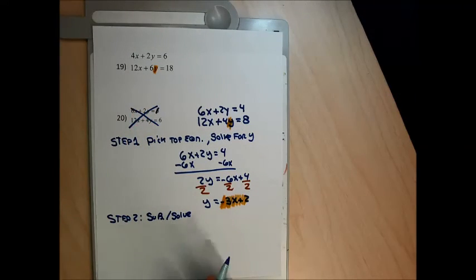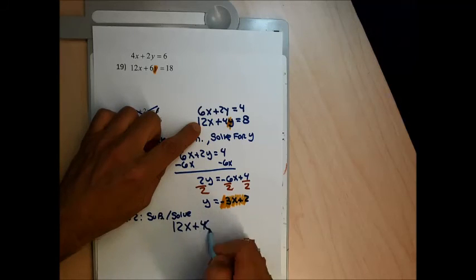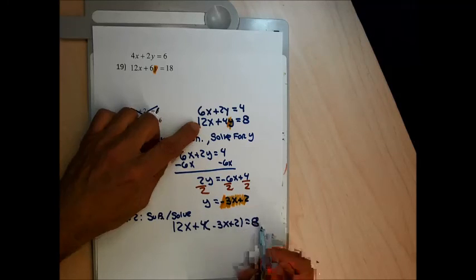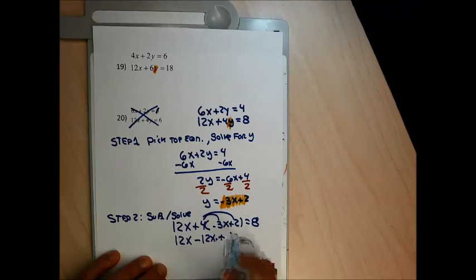So I'm going to go 12x plus 4 times negative 3x plus 2 equals 8. This is going to give me 12x, and then I'm going to go 4 times negative 3x is minus 12x. 4 times 2 is 8 equals 8. The 12x's cancel. I'm left with 8 equal to 8.